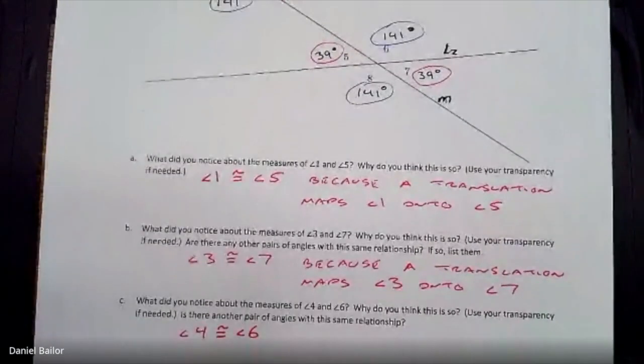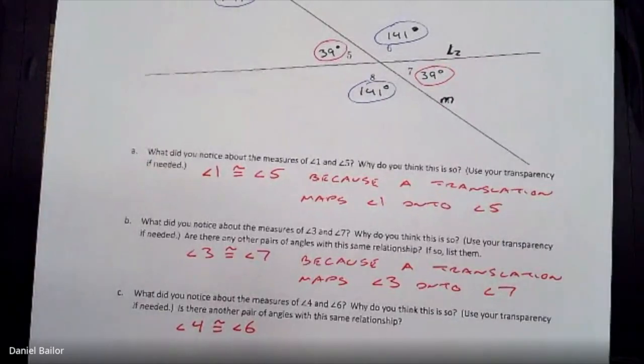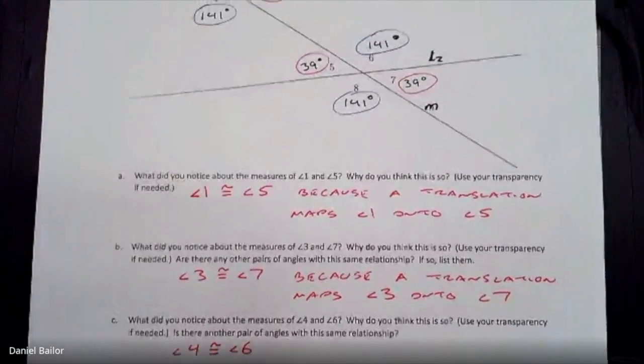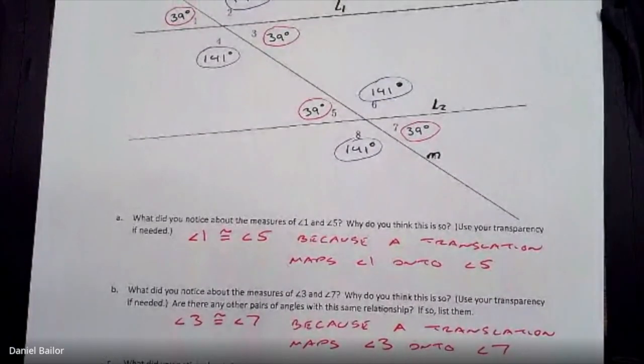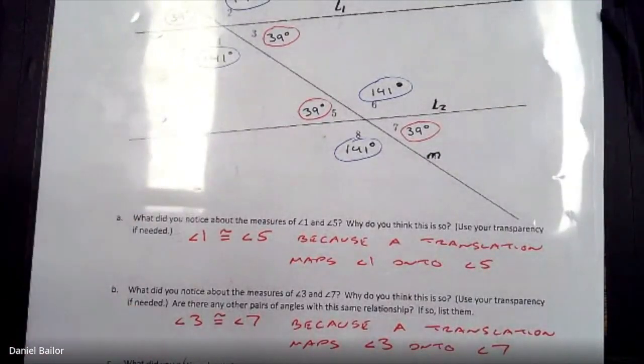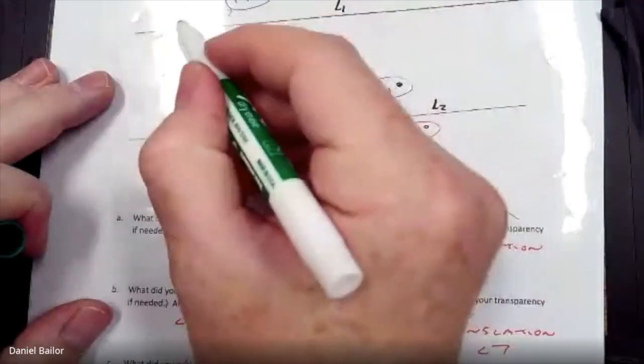What about angles 4 and 6 for part C? We said angles 4 and 6 are congruent. Will a translation work on them? Let's try it out. Let me get my transparency ready to go. Let me trace angle 4.